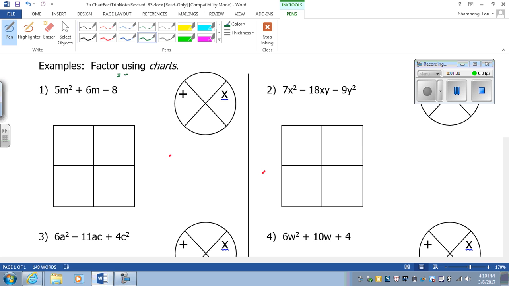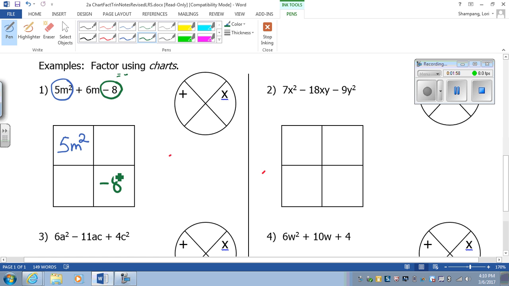So the first thing that we're going to do is go ahead and look at our box. We're going to take the quadratic term, which is 5m squared, and put that term right here in the top left box. Next, we're going to take the constant. Remember, we're going to scoop the sign, -8, and put that in the box in the lower right.